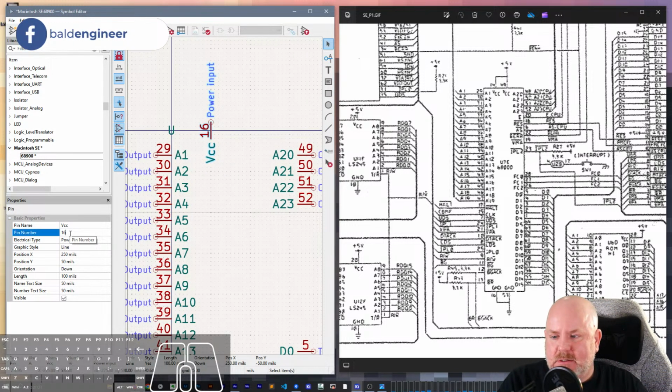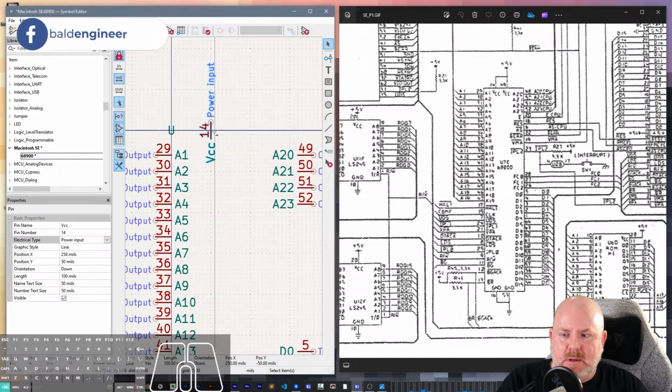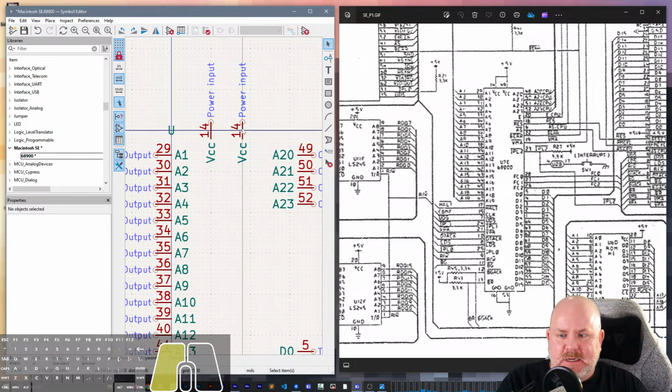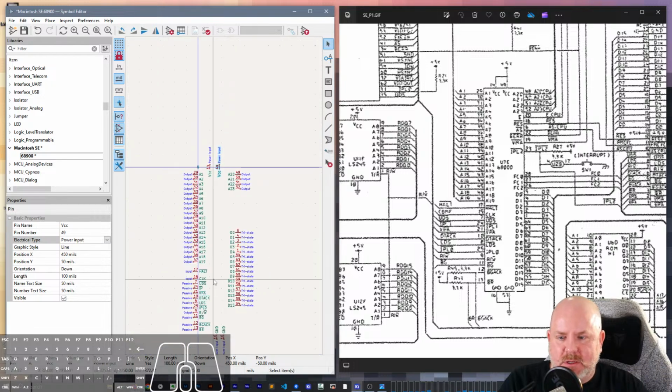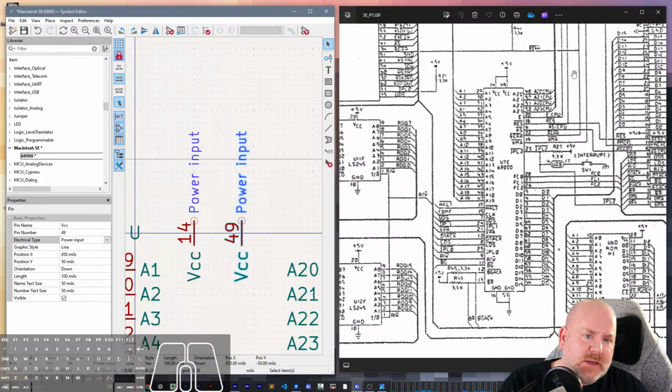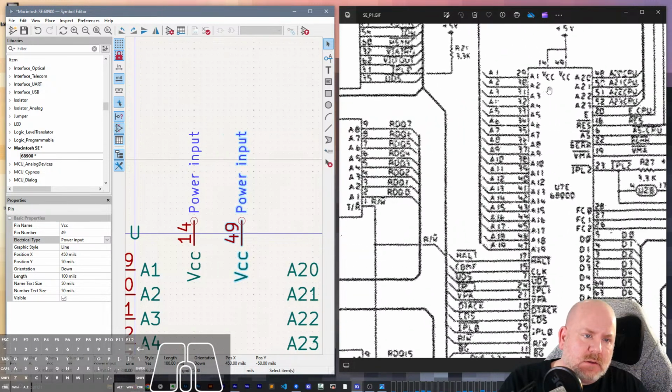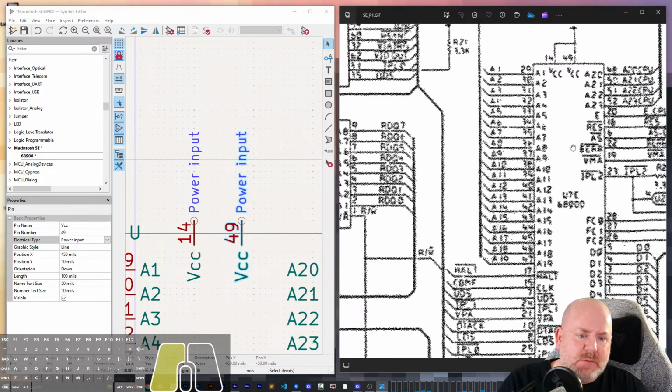So, all right, 14, and then we'll copy paste. And this one will be 49. Did I make the other pin number down here? Whoa, that can't be 49. Wait a minute. Oh, wait.